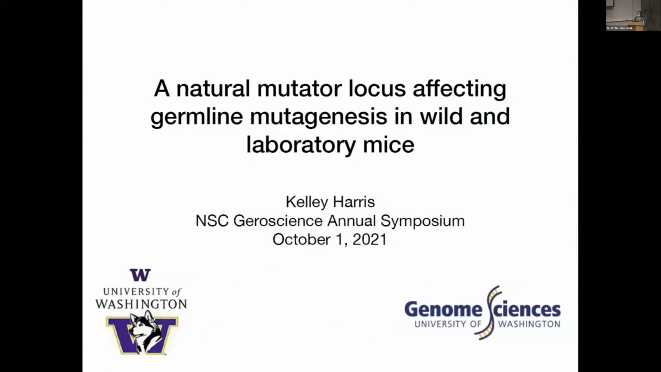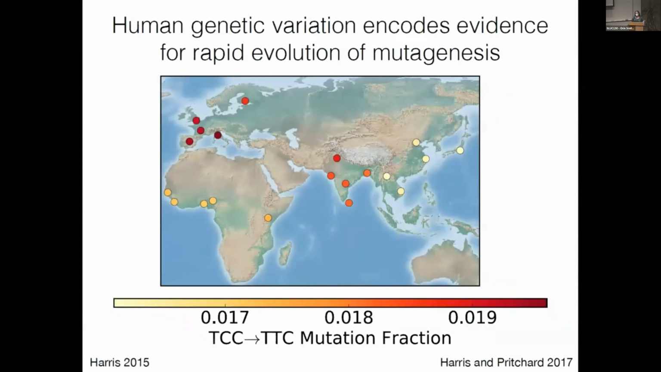So this is a picture that shows motivation for a lot of our work in my lab. Basically, it's a picture of the sampling locations of various populations that were sequenced as part of the 1,000 Genomes Project. And they're color coded according to a statistic, which is the proportion of single nucleotide polymorphism segregating in that particular population. That's a specific type of variant.